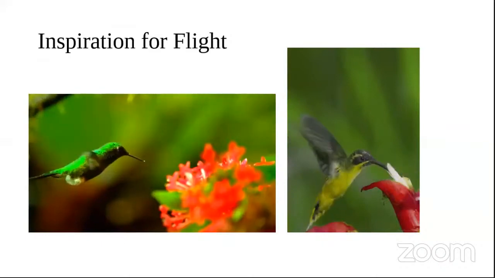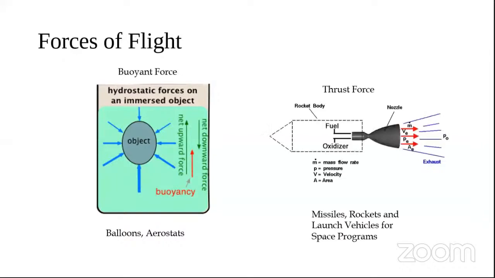In both, they use their wings to manipulate the force around them to stay in the air. So this is the main inspiration for human beings to start designing unmanned systems or the majority of aircraft. Now, the forces required for flight, we can go through one by one. The first is the buoyant force, which is already well known from school.